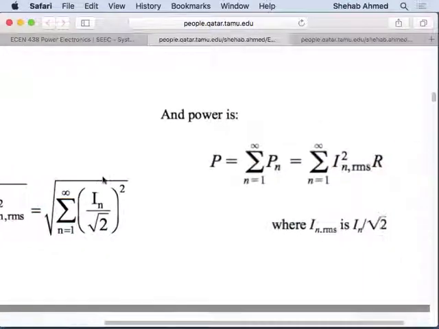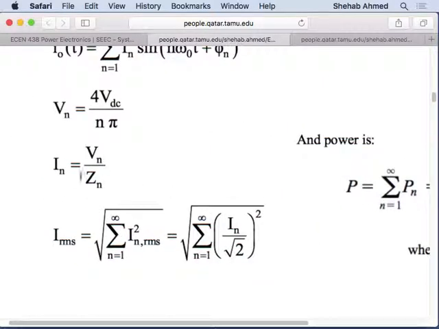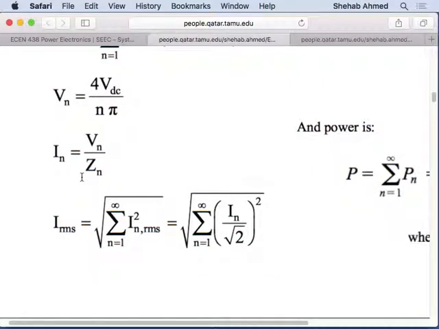And then the equation for power: here the real power will only be dissipated in the resistive load, so you can use V times I cosine phi, but it's very difficult because you can calculate the angles of the impedance at every frequency, and then from this equation you can calculate the V_n times I_n cosine phi_n. You can do that.